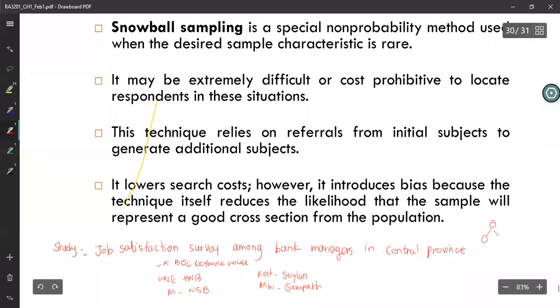So they are friends and they are friends and they are friends, and it will go like a hierarchy. So that is why it's called a snowball. This person will give to another 2, maybe 3. This will give to another 2. This will give to another 2, 3. So you know how this snowball happens, starting from the top of the hill.